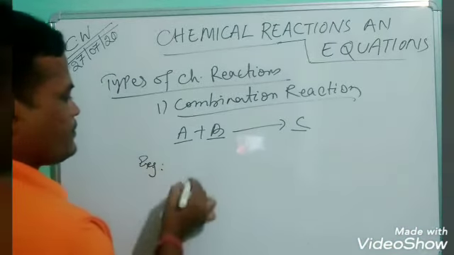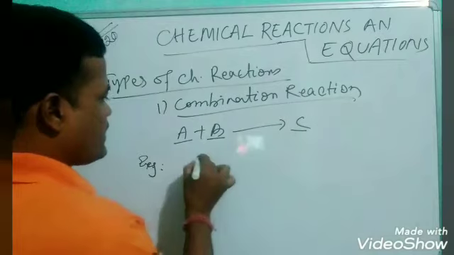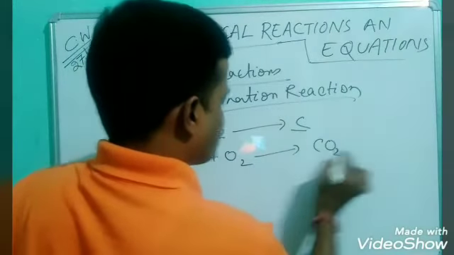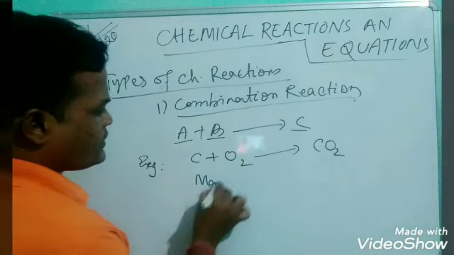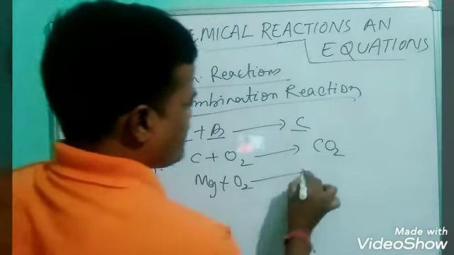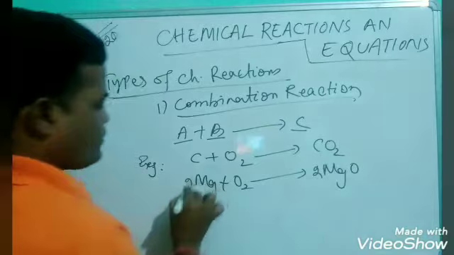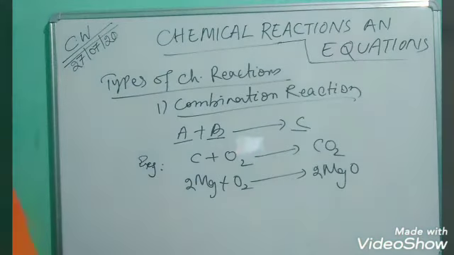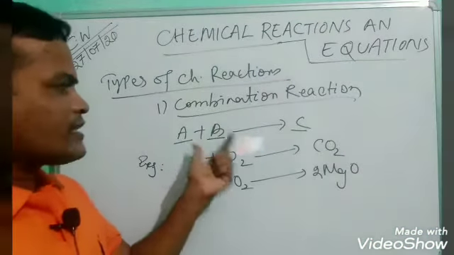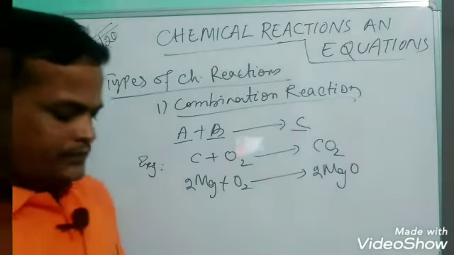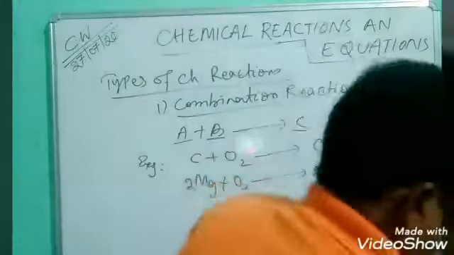Example of combination reaction: carbon in the presence of oxygen producing carbon dioxide gas. Magnesium in the presence of oxygen giving rise to magnesium oxide. So see, these are called combination reactions in which two substances combine giving rise to a single product. Okay, let us discuss decomposition reaction.